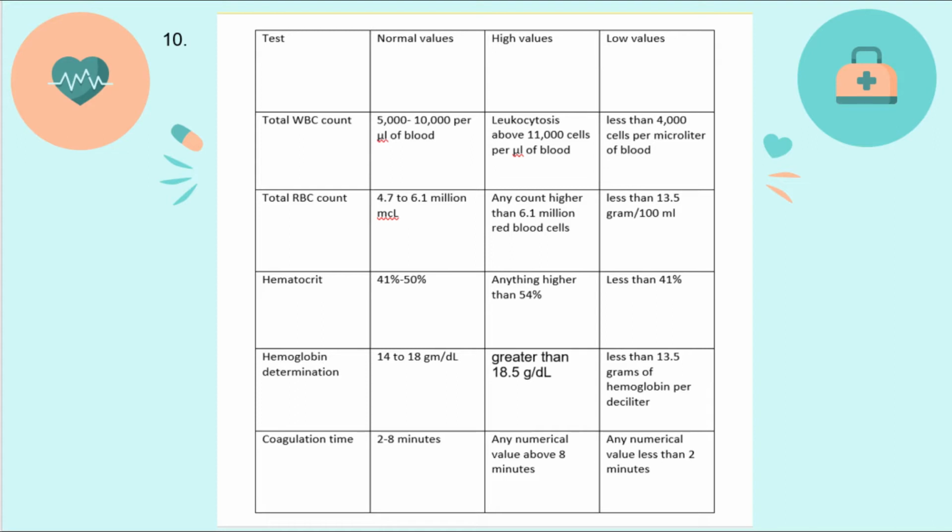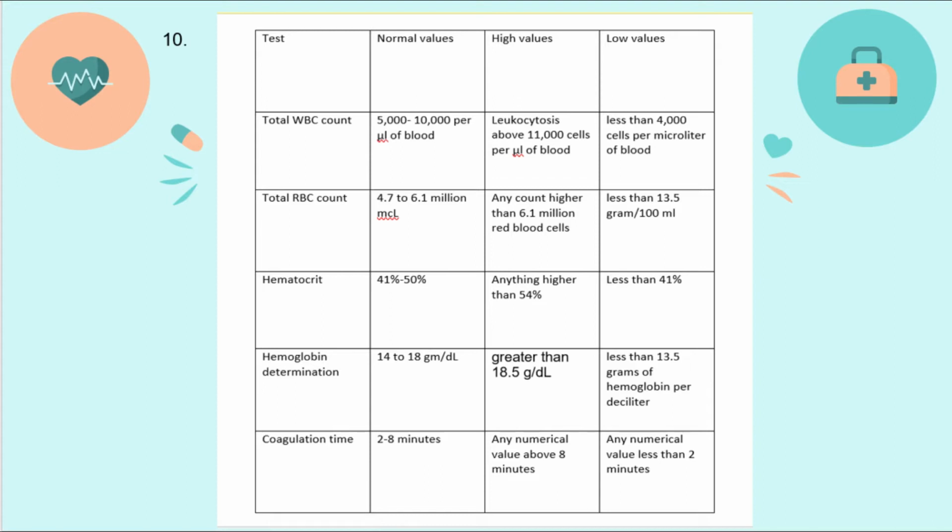Next is the hematocrit. The normal value for healthy male adults is 41 to 50%, and the high value is anything higher than 54%. The low value is less than 41%.